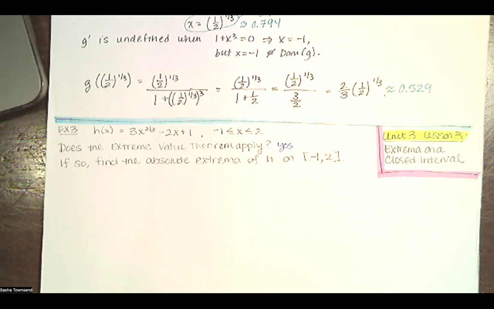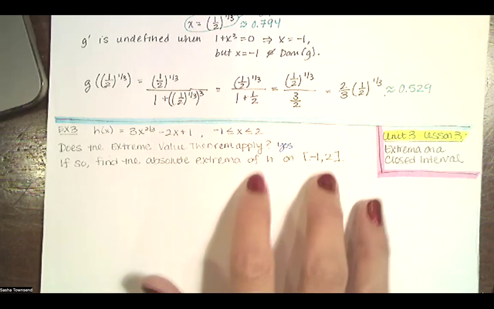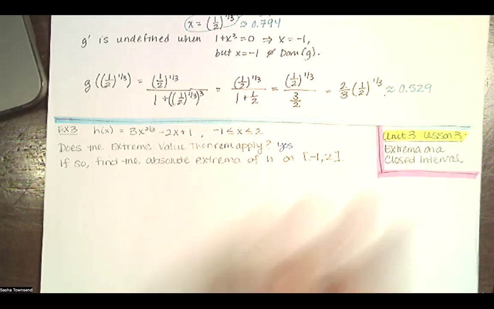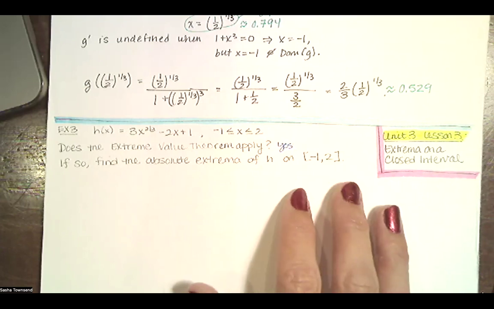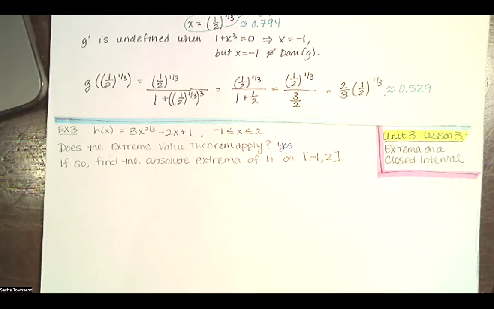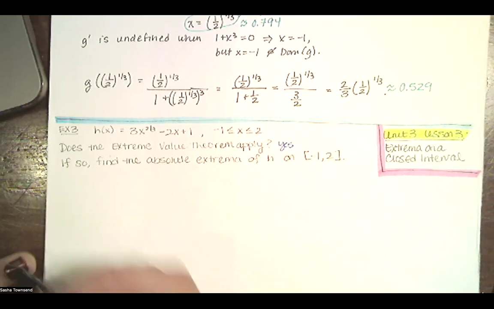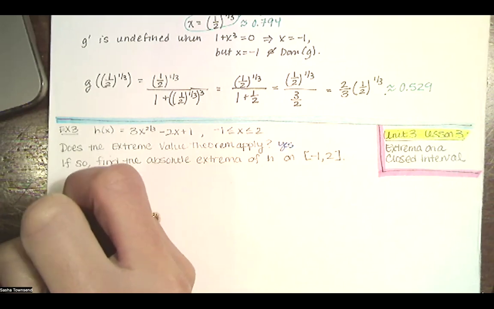Now remember what the extreme value theorem says. It says that if the function is continuous and we're on a closed interval, then we're guaranteed to have an absolute max and an absolute min on that interval. And so we're saying, yes, it applies. Now we're asked to find the absolute extrema of that function on that interval. Well, the extrema can occur at a number of places. They can either occur at the critical values on the interval, or they can occur at the endpoints. So first, let's evaluate h at the endpoints, see what the function values are.